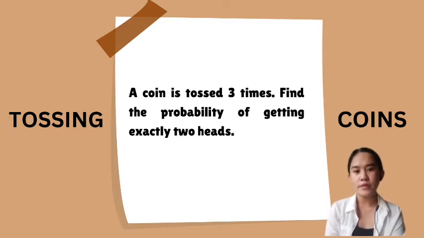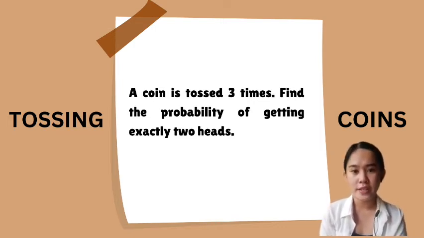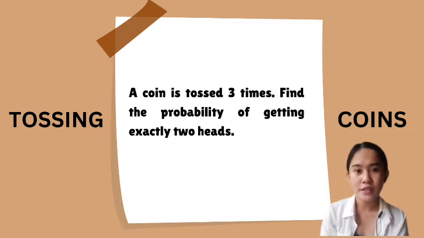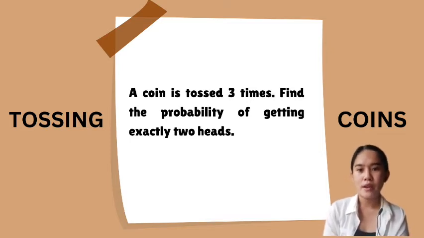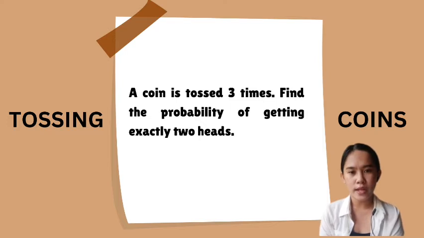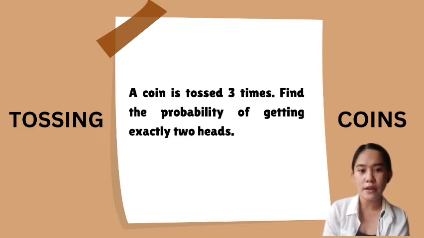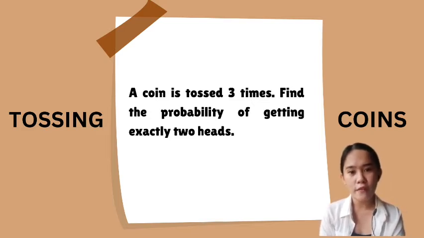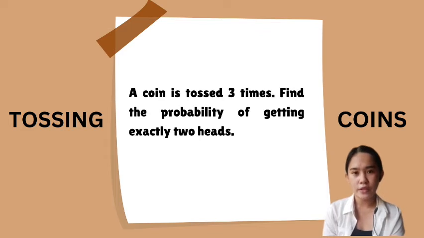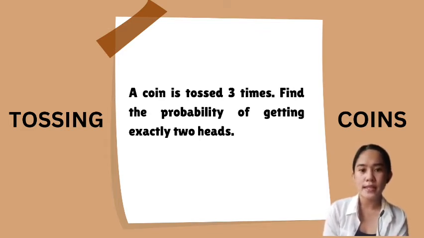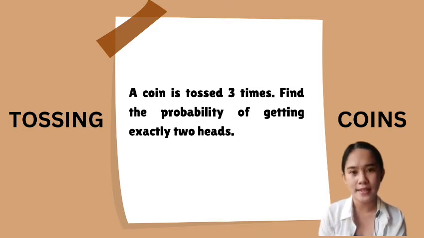How? Number 1, there are a fixed number of trials. There is 3. Number 2, there are only 2 outcomes for each trial, heads or tails. Number 3, the outcomes are independent of one another because the outcome of one toss in no way affects the outcome of another toss. And lastly, the probability of success or heads is 1/2 in each case. So this is a binomial experiment.